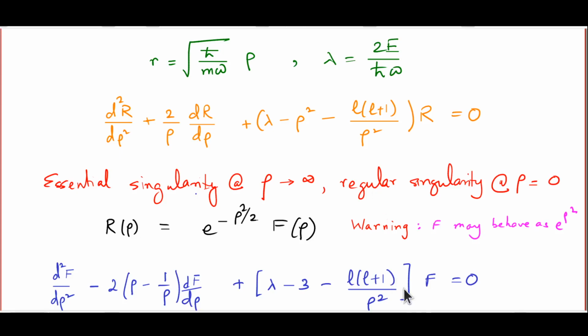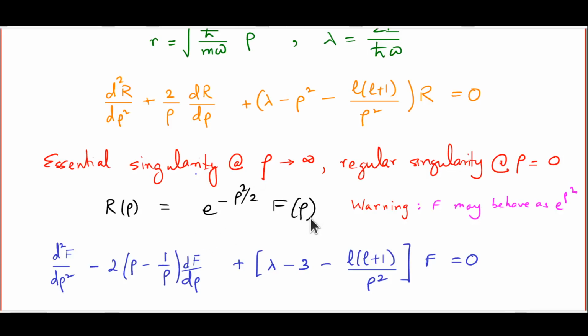But let me just give you a word of warning here. Again, this should be pretty familiar to all of you. This capital F of rho may actually diverge as rho goes to infinity. In fact, it may behave as badly as e to the plus rho square. You know exactly that if it behaves badly, it has to behave badly like e to the plus rho square, because we know the divergent behavior of R of rho could be e to the plus rho square by 2. So this is a possibility that we always have to guard against. Now, once you carry out this substitution, the equation that was originally of this form for capital R turns out to have this particular form for capital F. Again, it's a matter of simple algebra to go from this equation to this one.